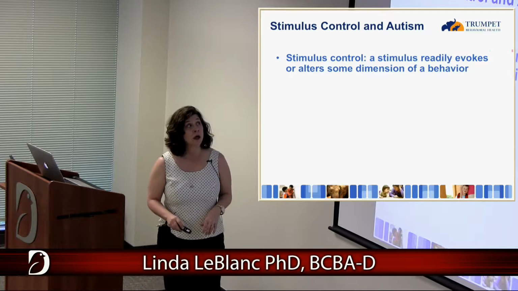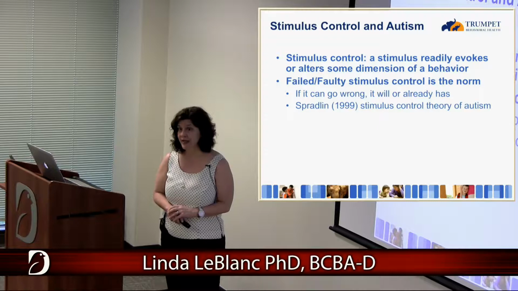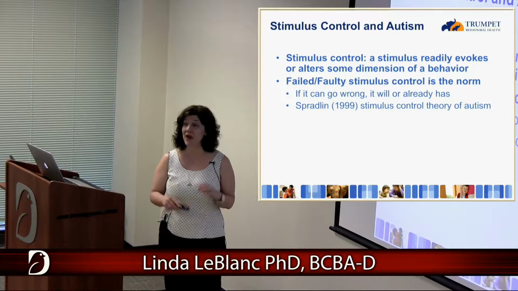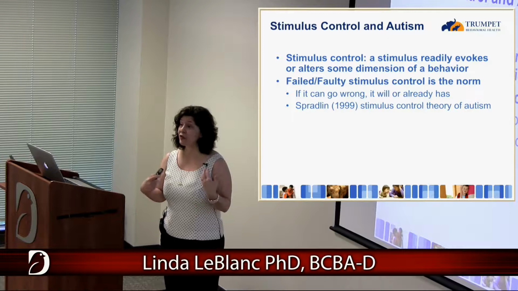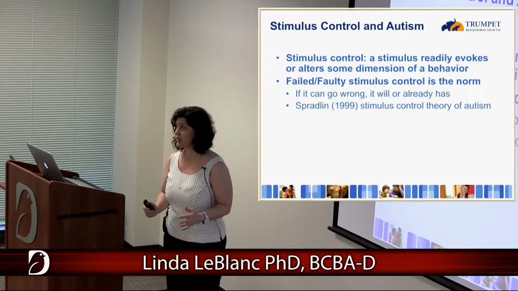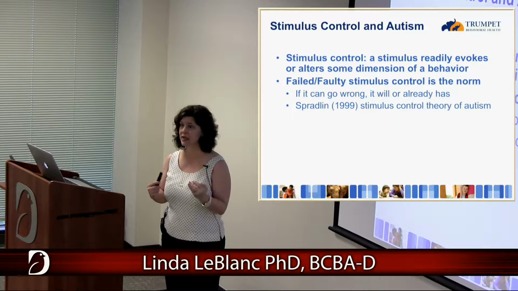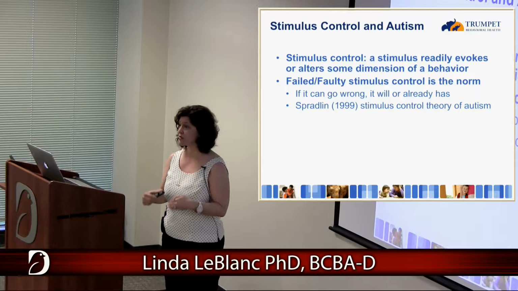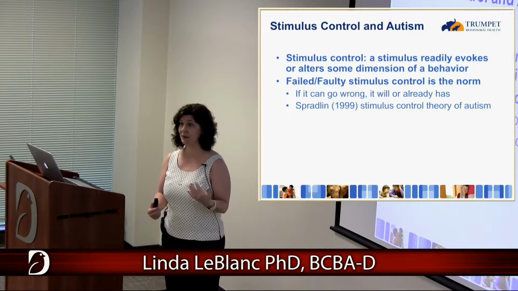Here's the thing. When we are working with children with autism, faulty stimulus control is so common that it kind of is the norm. If it can go wrong, it will, or it already has, and you just don't know it yet. And so that is an assumption that if it can go wrong, if your teaching procedures are not optimally designed, any wiggle room, any not quite right could lead to faulty stimulus control. The wrong thing is evoking responding, or nothing is evoking responding. And in fact, you are not establishing these things as discriminative stimuli the way that you might hope to have done.